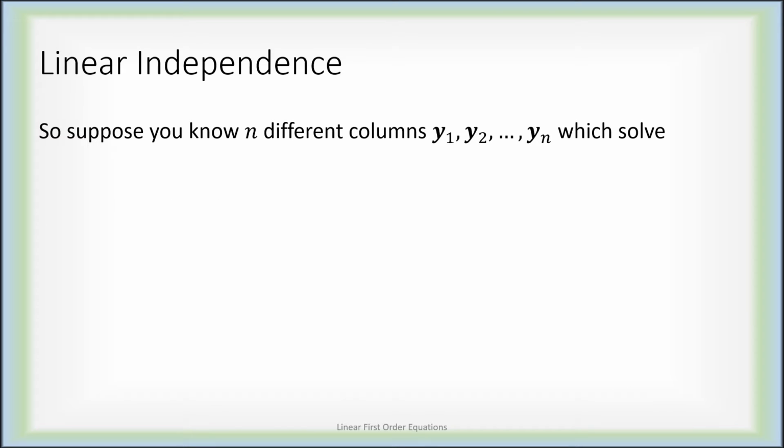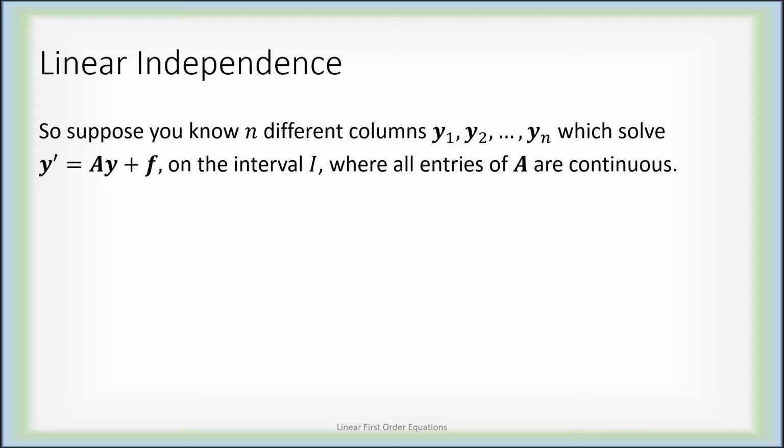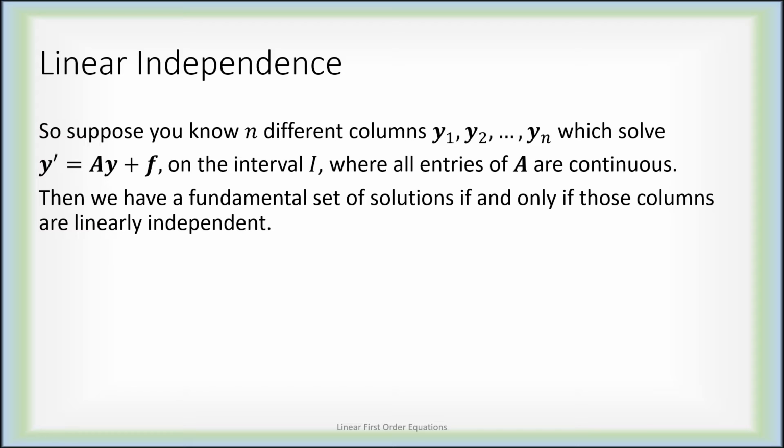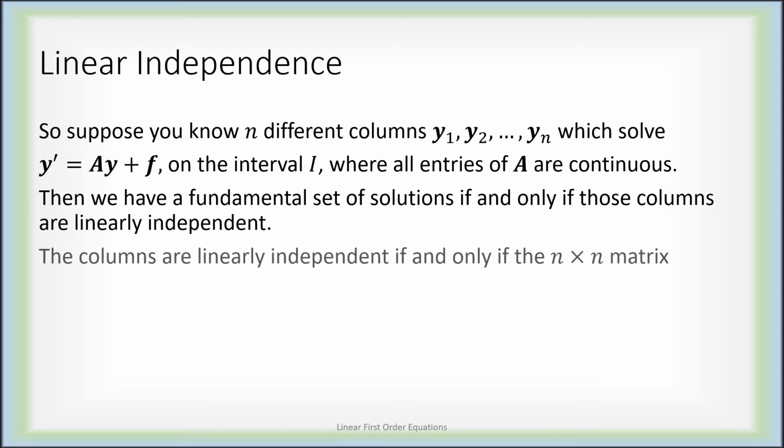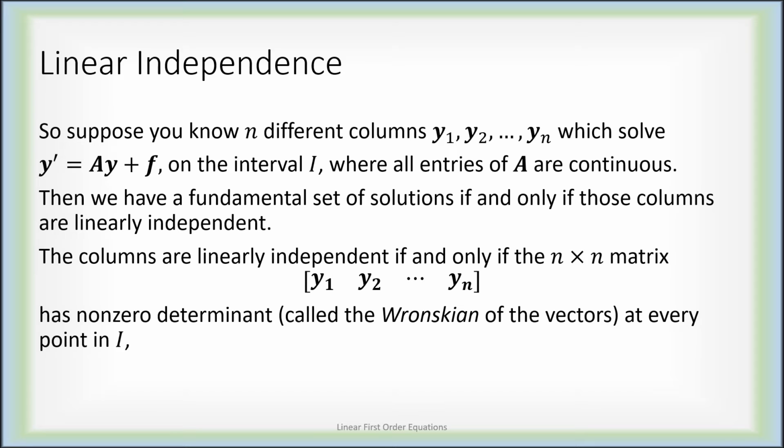So let's suppose you happen to know n different column functions, y1 through yn, which solve our differential equation y prime equals Ay plus f on the interval I, and this is an interval on which every entry of the matrix A is continuous. Then y1 through yn form a fundamental set of solutions if and only if they are linearly independent. How do we check for linear independence? If and only if the n by n matrix formed by taking each of those columns and making them the columns of the matrix has non-zero determinant at every point in the interval I. This matrix is called the Wronskian of the vectors.